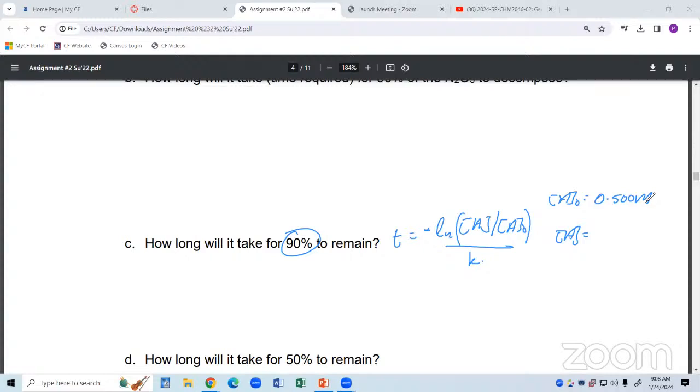Come on, folks, you should be able to answer that question. The question says 90% remains. So what's the concentration of A? If the initial was 0.500 M, then how do you get the concentration of A if 90% remains? Exactly.